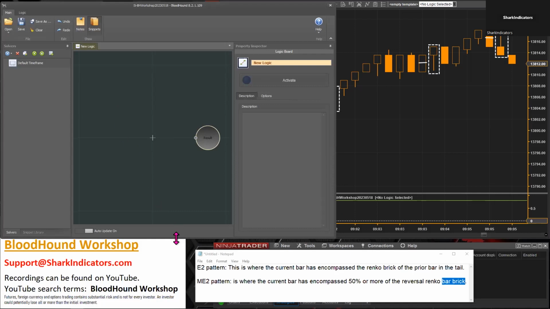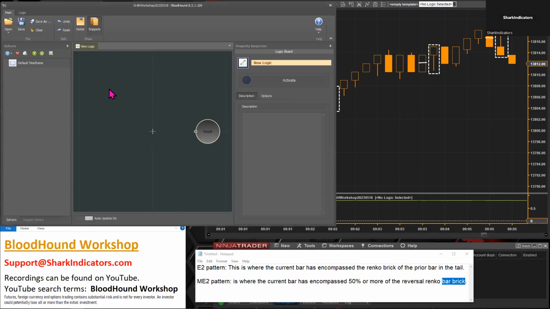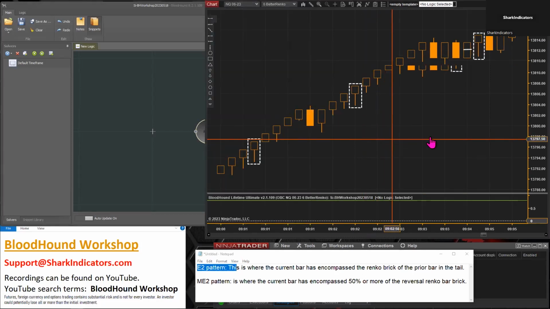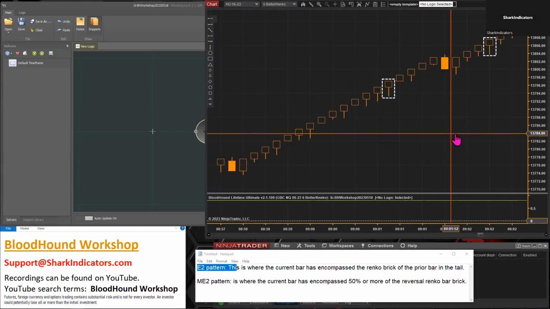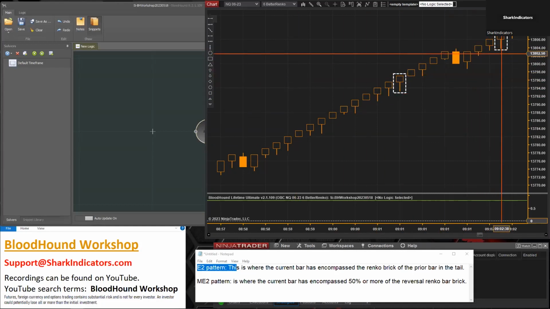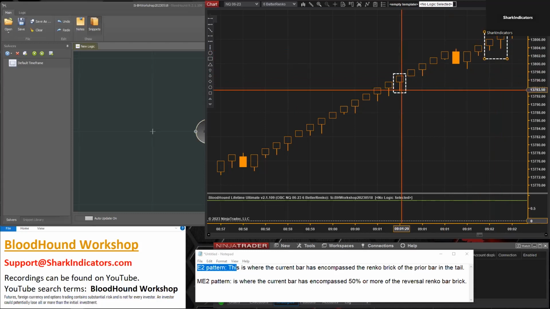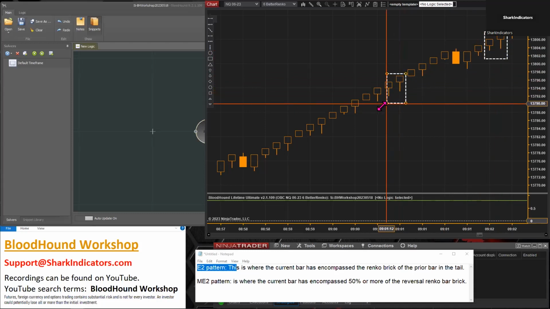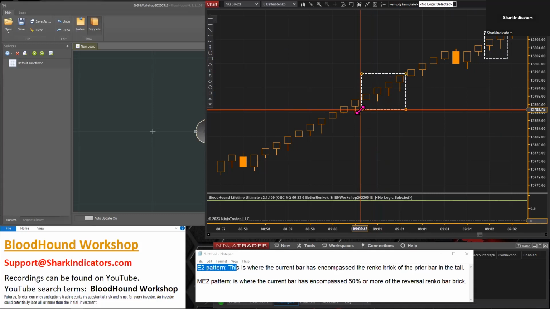So let's see, I can probably shrink this up a little bit. All right, yeah, so we'll do the E2 pattern first. So I'm going to scoot this over a little bit. So when you're looking at the E2 pattern, what we're doing is we're comparing, let me kind of open this up just a tad bit. And actually, there's quite a few of them right there.